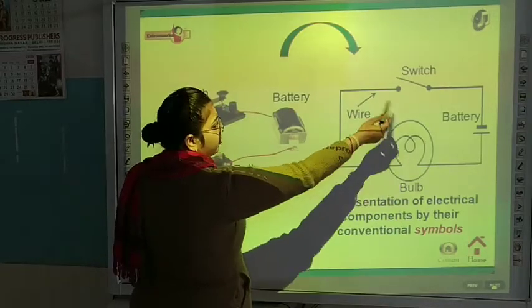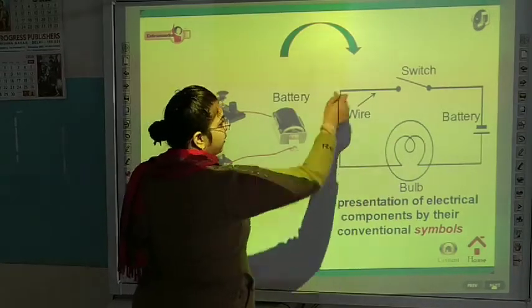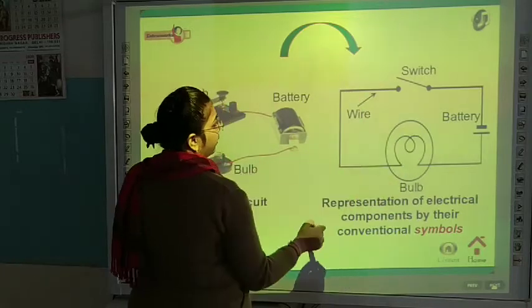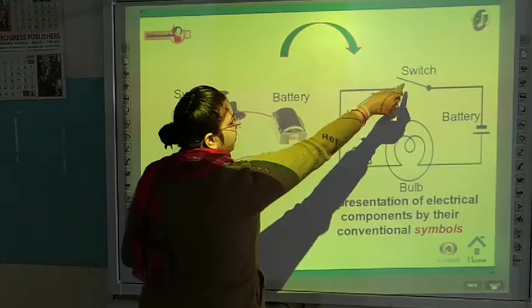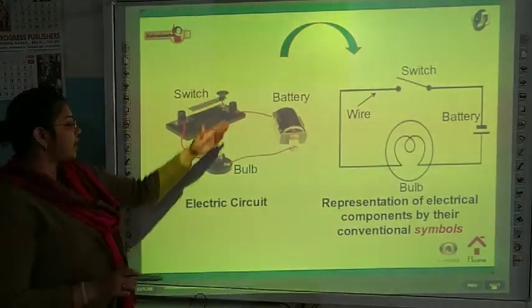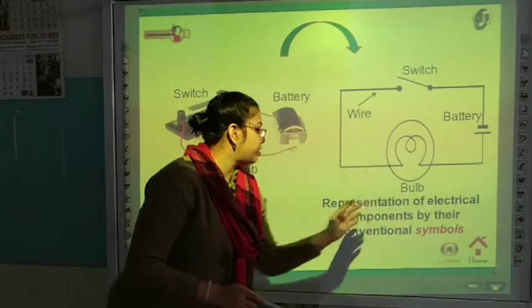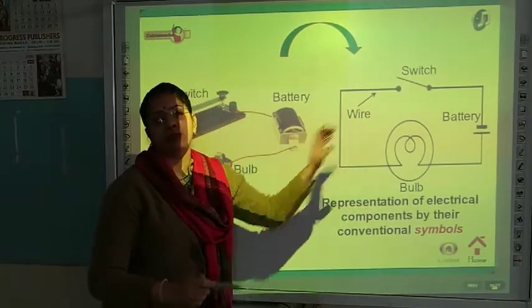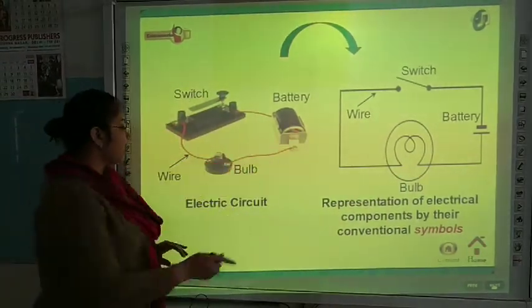आज आप देख सकते हो डायग्राम में कैसे शो किया गया है. That is the line is showing for the wire. That is the switch, that is the battery, and that is the bulb. यानी कि इस तरह की डायग्राम को हम इस तरह के conventional symbols के रूप में easily शो कर सकते हैं. That is very easy for making the diagram.